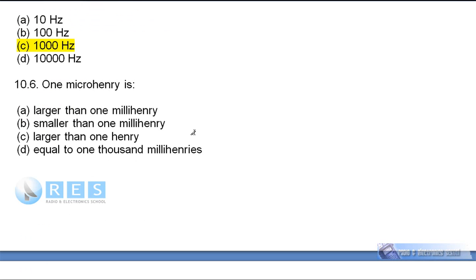Question 10.6. 1 microhenry is certainly not larger than a millihenry. It is certainly smaller than a millihenry because micro is a millionth, milli is a thousandth, so a microhenry is certainly smaller than a millihenry. It is not larger than a henry, and it is not equal to 1,000 millihenries because that would be much, much larger. So the answer is B. 1 microhenry is smaller than a millihenry.